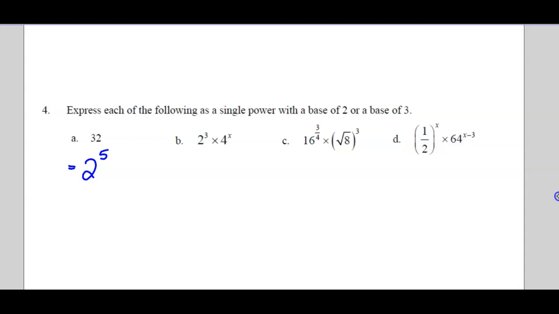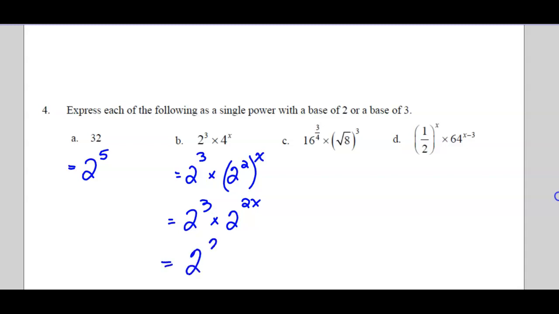We want to show it as a single power, so we've got to look at the bigger base and see if we can show it with a base of 2, the smaller one. So I'm copying out 2 cubed. 4 is 2 squared. So 4 to the x is 2 squared to the x. If you want to go straight to this, you can: 4 to the x is the same as 2 to the 2x. Now, you can show that as a single power.